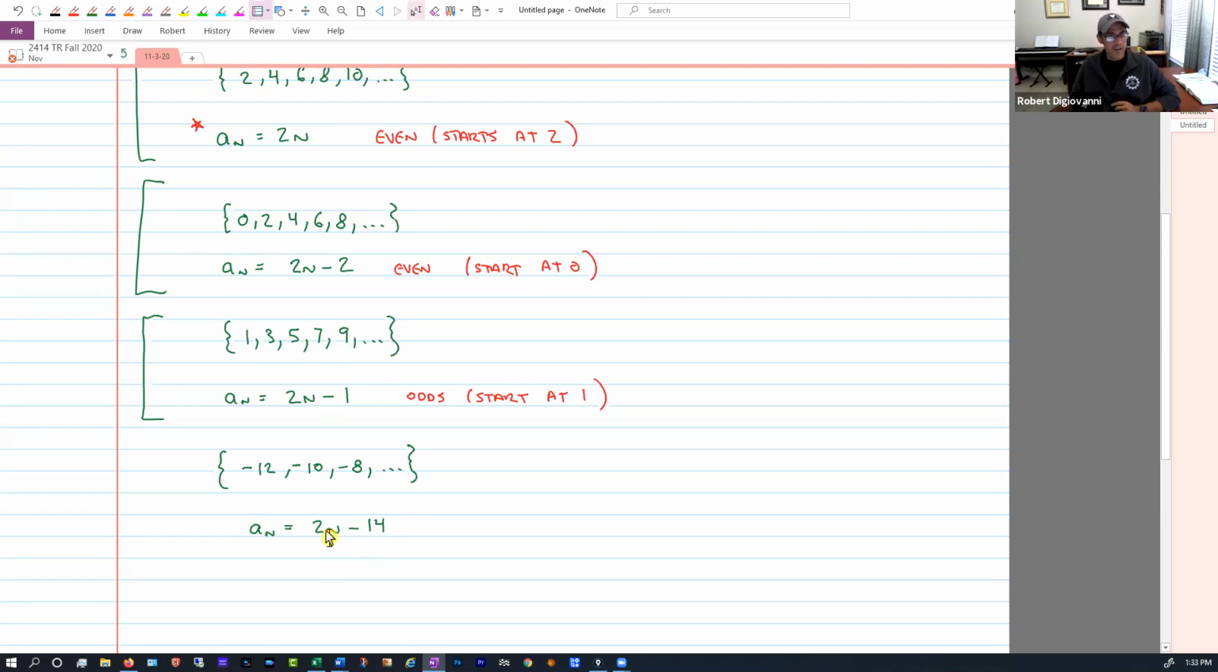So the 2n is going to create the evens. The evens are 2, 4, 6, 8. But then you want to take away 14 from that to create negative 12. Take away 14 from that, to give you negative 10, and so on and so forth. Y'all see that? So you want to look at this as, oh, I see that this is just even numbers. I just started further back than starting at 0 or at 2.